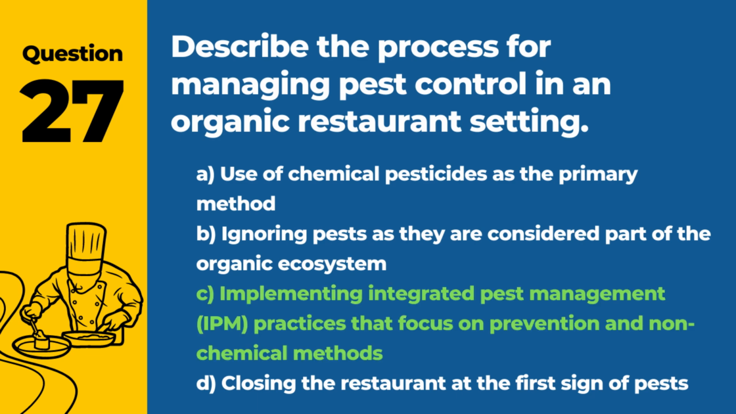Answer: C. Implementing integrated pest management, IPM, practices that focus on prevention and non-chemical methods. IPM is essential in organic settings to control pests without compromising organic integrity.